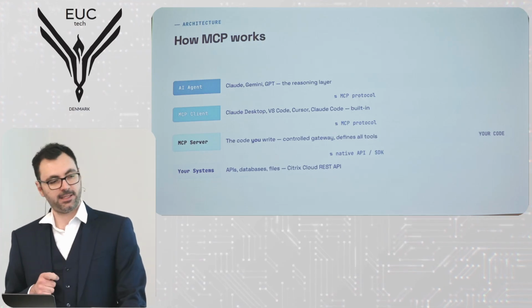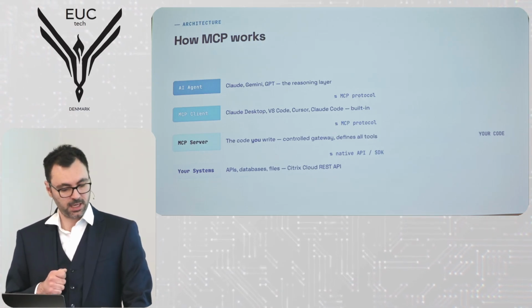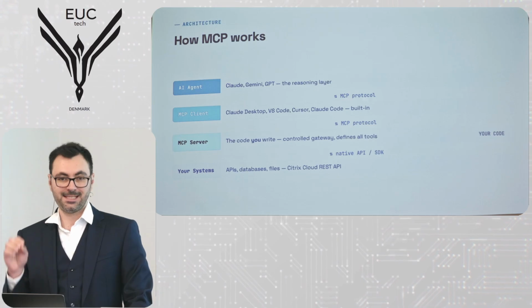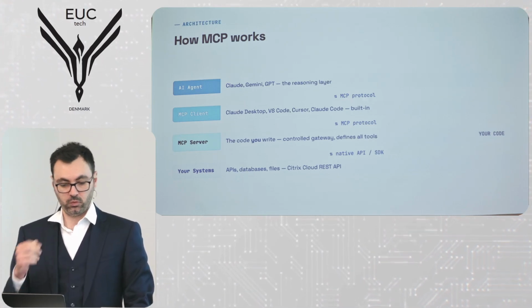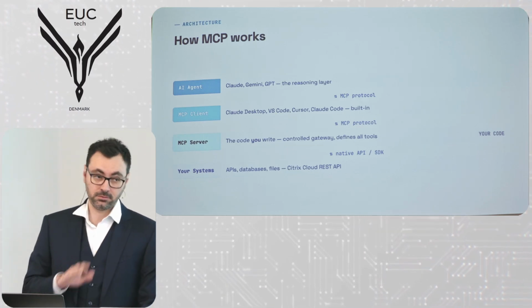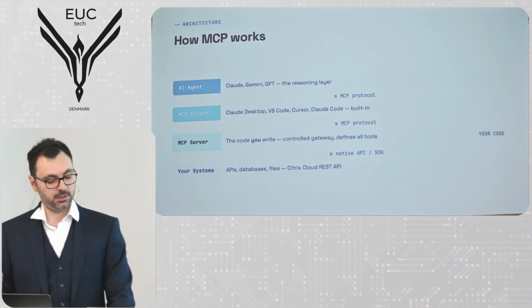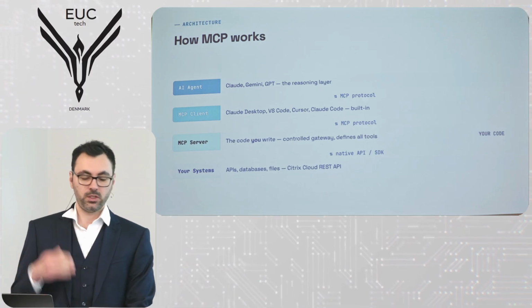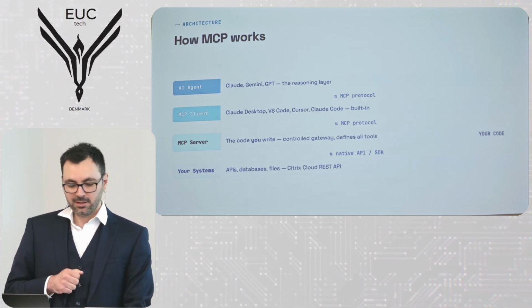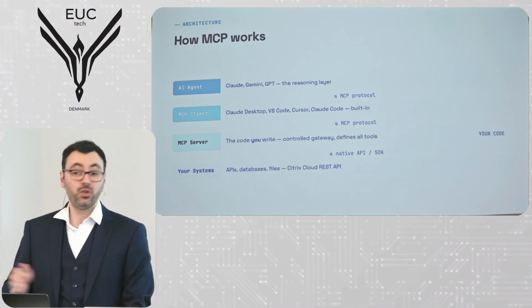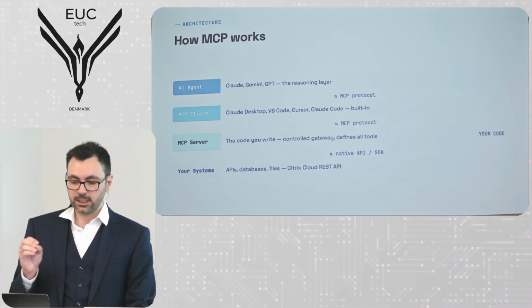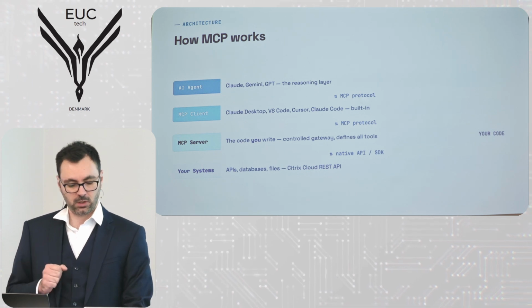Below that, the part that really interests us today, it's the MCP server. This is the code you write. It defines what the AI can do. When I say server, don't be scared. Actually, it's just a script being called when you start your AI application. There is no infrastructure to build, no Windows server to handle, no Docker to set up. It's really called automatically when you start your client.